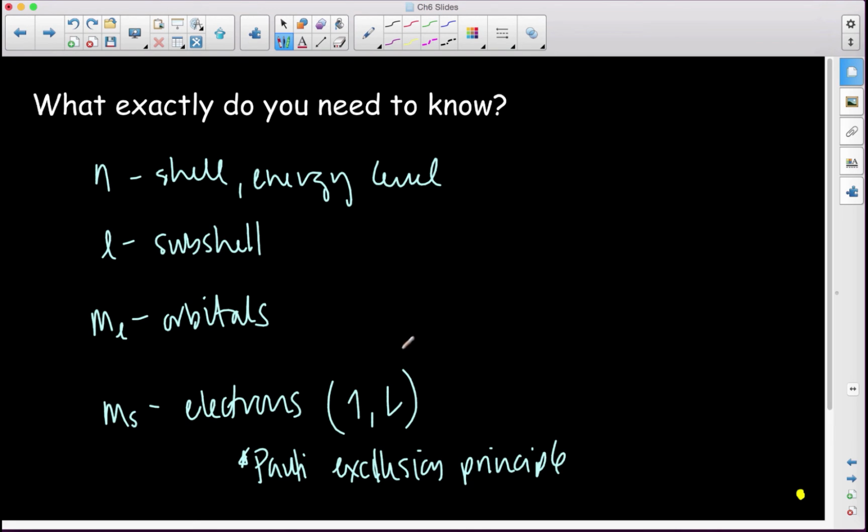So this is an introduction to the concept of orbitals. In the next one, we're going to talk about what those orbitals look like, and then we're going to start writing some electron configurations.